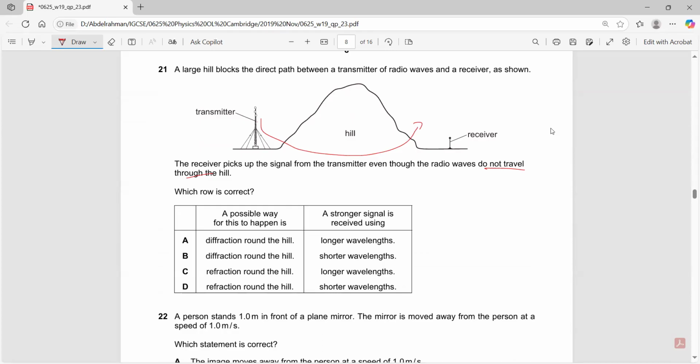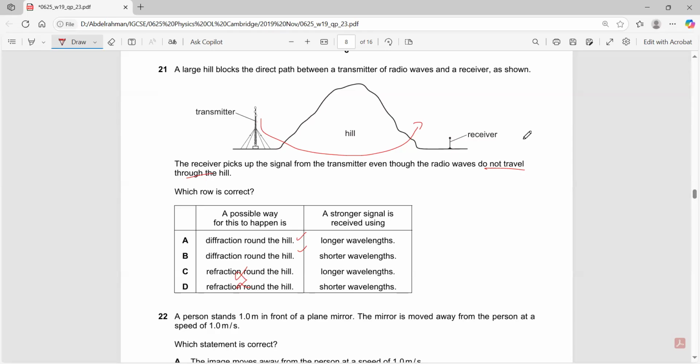A possible way for this to happen. How can they travel around the hill? Again, around the hill. Can they refract around the hill? No. Refraction means that they have to go through the hill, change the medium, and then be refracted. They actually diffract around the hill. It's as if there's a gap, and they're spreading after passing through this gap.